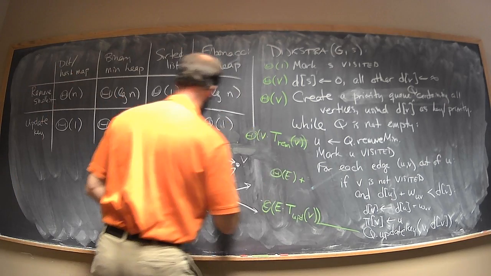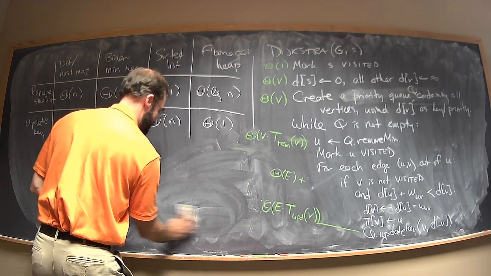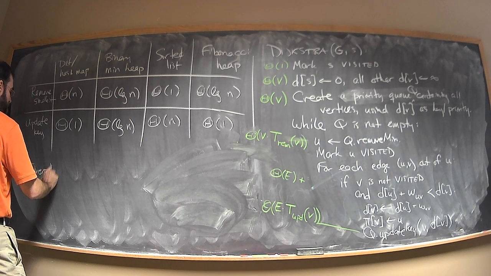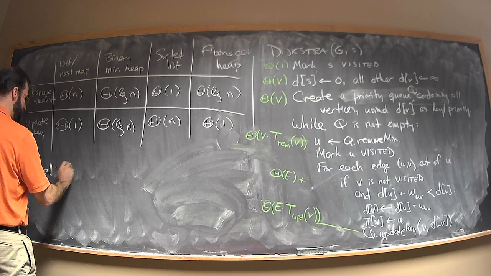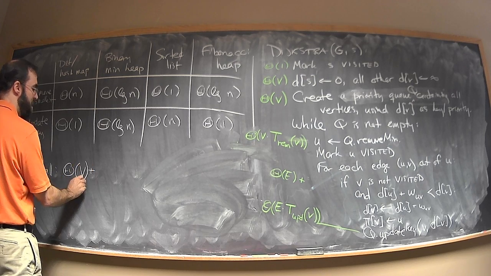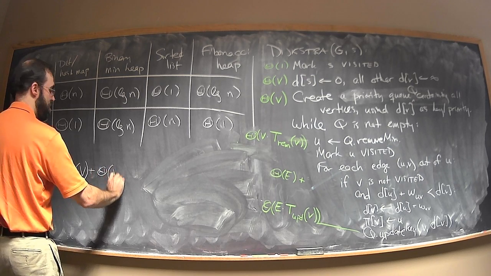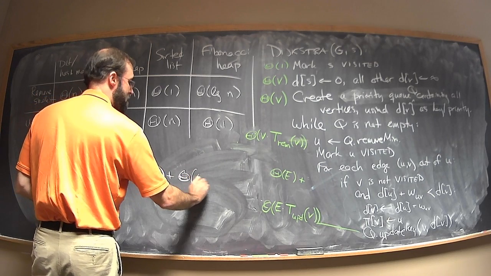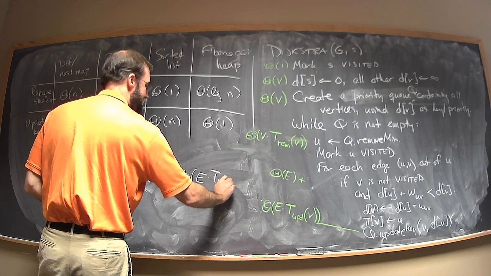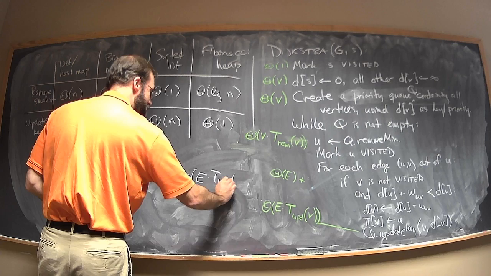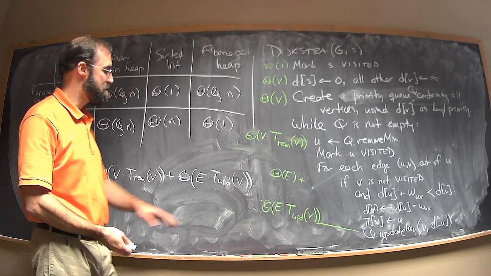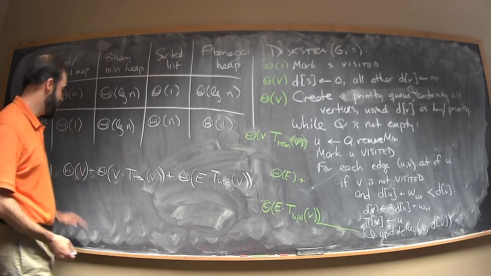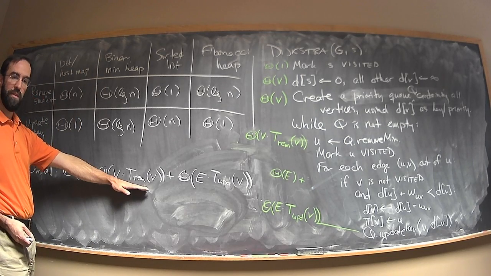Okay, so overall, it's going to take theta of V plus theta of V times T_remove plus theta of E times T_update. Well, and then plus another theta E, but this is definitely bigger than theta E, so we can just forget about the theta E. Actually, we can forget about the theta V too, right? Because this is bigger than theta V.